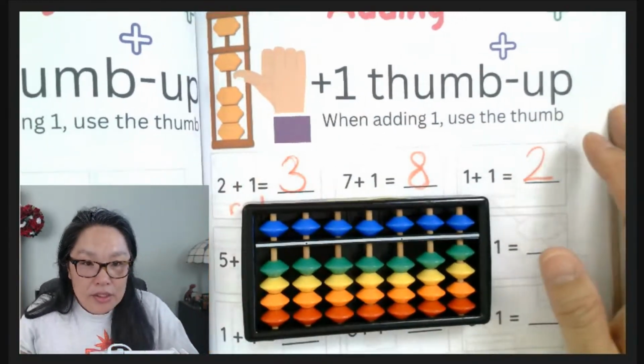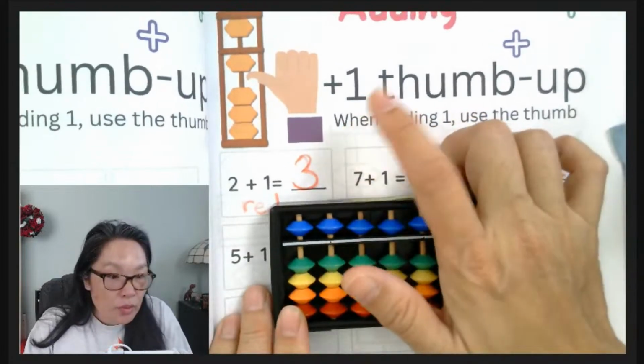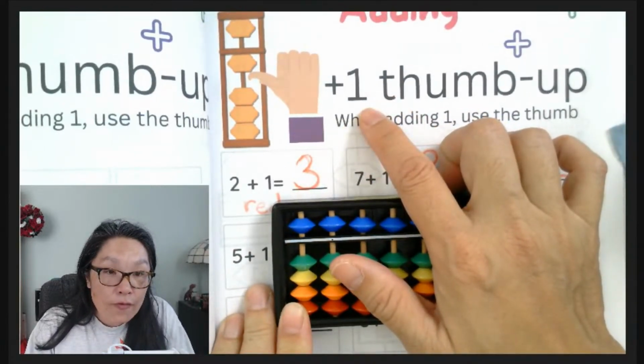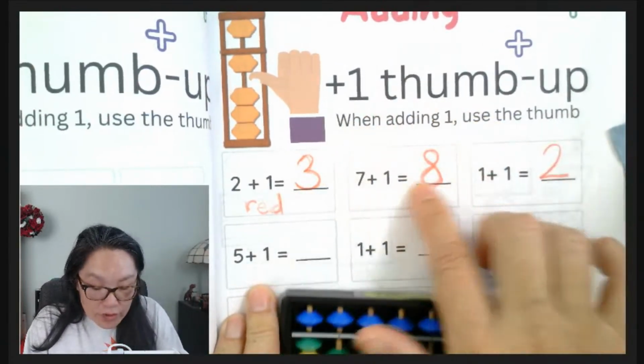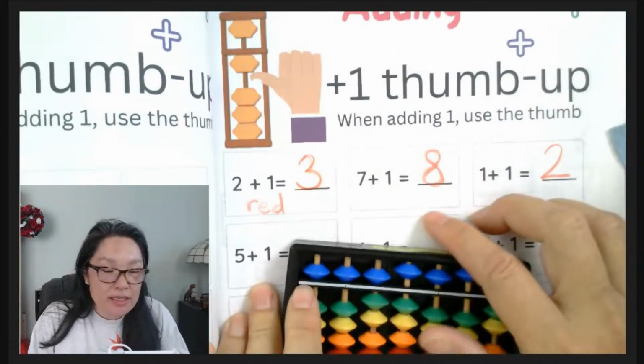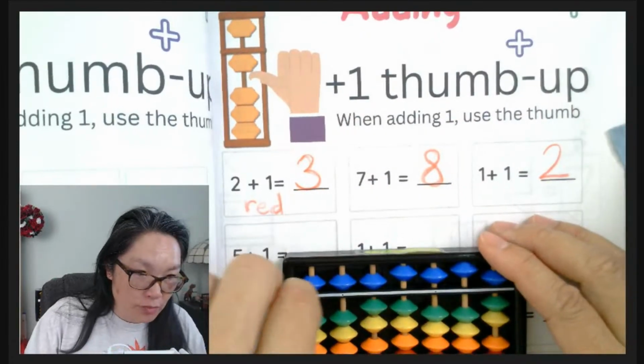Okay. So again, what we're going to do is focus on the add-in. We're not going to focus on the result. So what we do is, this is about life. This is about abacus life.